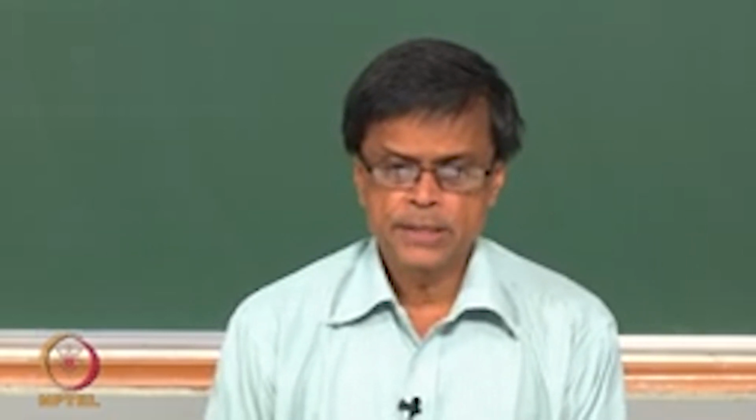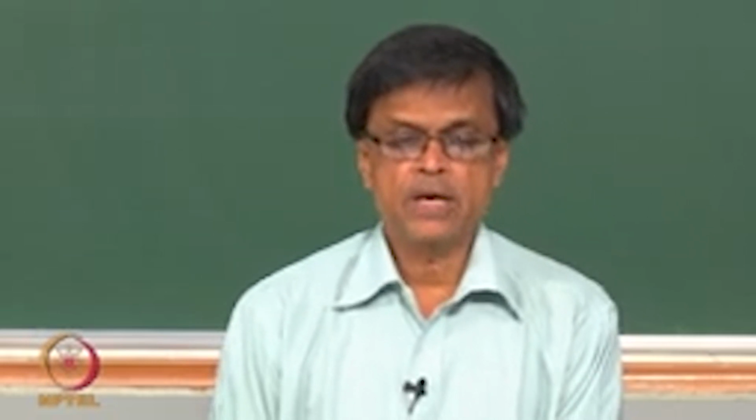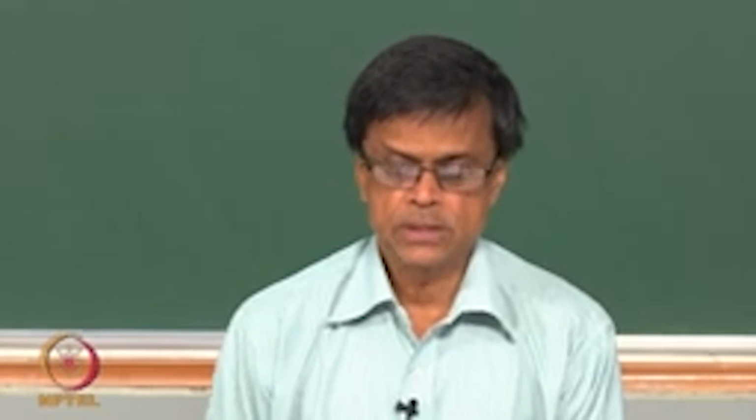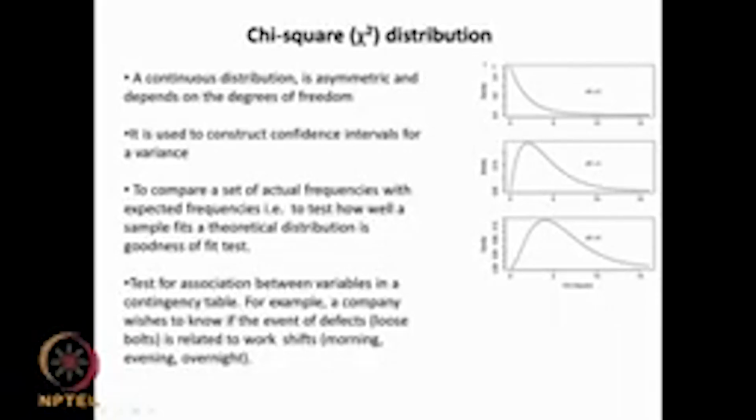It is a continuous distribution, it is a skewed distribution, and it is very useful if I am comparing observed versus expected. I expect something, but I observe something. Is there a statistical difference in this observation? In such situations I use this chi-square test. Once again to recall, it is a continuous distribution, but it is asymmetric. As the degrees of freedom increases, we can see the curve becomes more uniform, but originally it is right skewed.